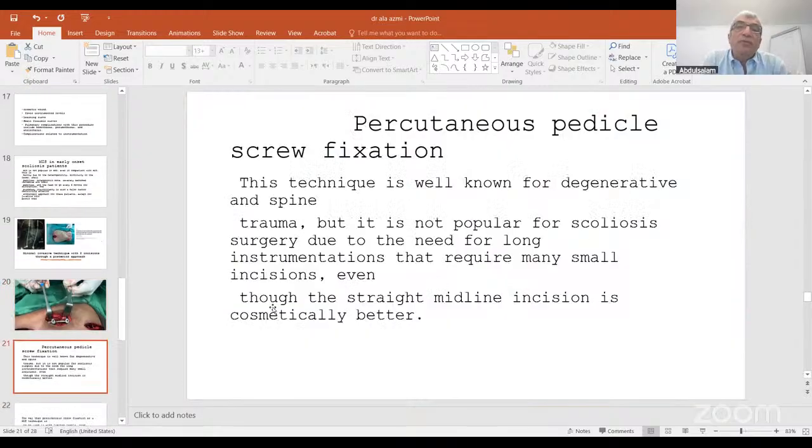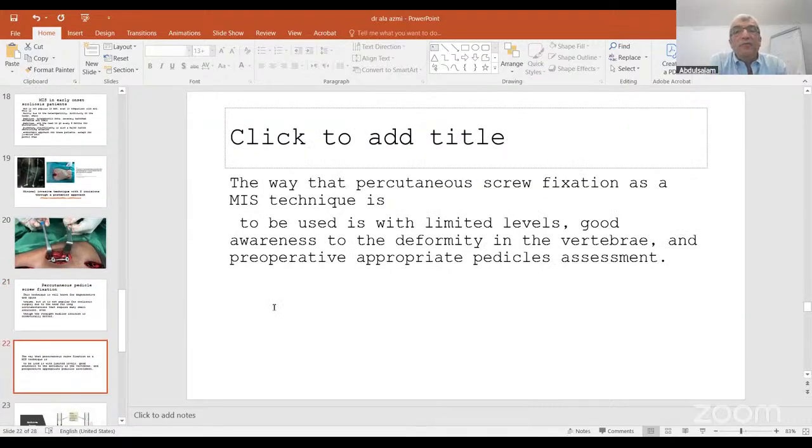And also we can put percutaneous pedicle screw fixation in this technique. Otherwise, it's very hard. If you want to put in multiple levels, it's very hard. But if you want to put these pedicle screws percutaneously in the tethering screws, it can be done. And the way of percutaneous screws is to be used with limited levels, good awareness of the deformity, and appropriate preoperative pedicle assessment. And for example, for the APC, when we did put the pedicle screws percutaneously, we only put screws on the convex side. So it's much safer than putting it on the concave side.